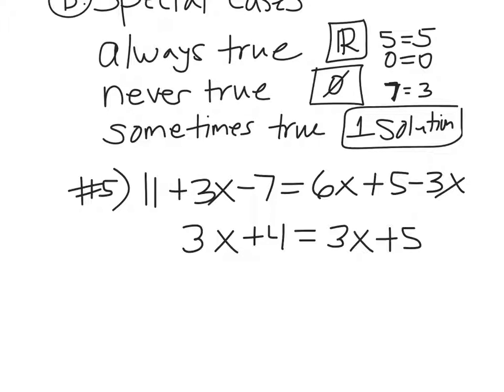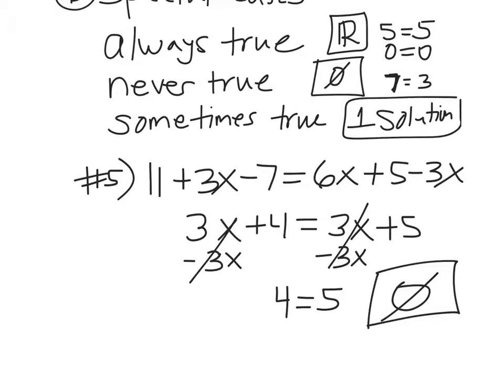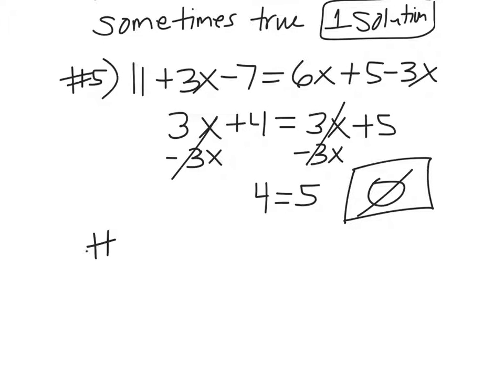You can already tell right now, some of you, how's 3x plus 4 going to equal 3x plus 5? If you keep going, let's say you don't see it, and that's okay, and you subtract, your variables cancel out and you get a statement: 4 equals 5. 4 never equals 5, so we're going to say no solution. You can either write the words out, no solution, or just put a circle with a line through it.